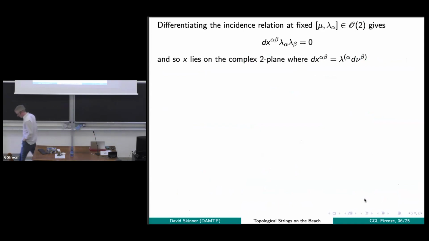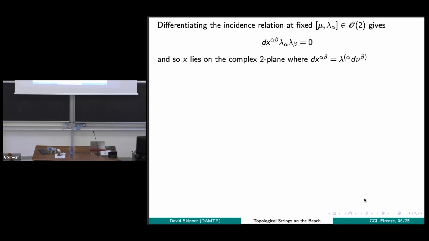How much of this do I want to say? So if I differentiate the incidence relation holding mu and lambda fixed, then I get this equation. So given a point in spacetime, we get this Riemann sphere in the mini twistor space. Suppose I fix a point mu and lambda in the mini twistor space, and I look at how I can vary x and still solve my incidence relation. So the derivative of the incidence relation at fixed mu and lambda looks like this. And that tells me that dx, so any way I move from my starting point, has to be constrained to be of this form.